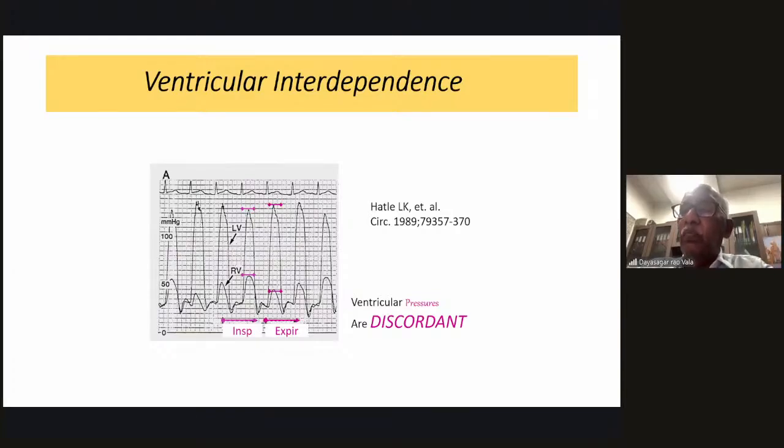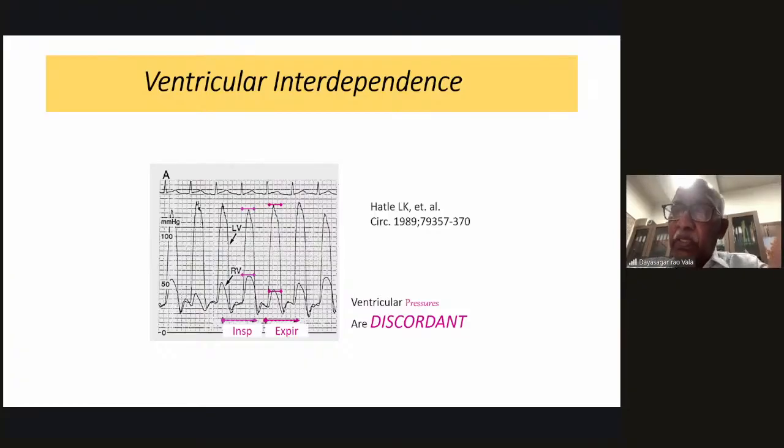But suffice it for me to emphasize here, in 1989, Dr. Hatle has shown by simultaneous pressure recordings as well as Doppler tracings that both move in a discordant way, by which I mean when you inspire, the right ventricular pressure goes up and the left ventricular pressure comes down. You compare the fourth beat here, during inspiration, the RV pressure goes up and the LV pressure comes down. And the reverse happens during expiration. The LV pressure goes up and the RV pressure goes down.